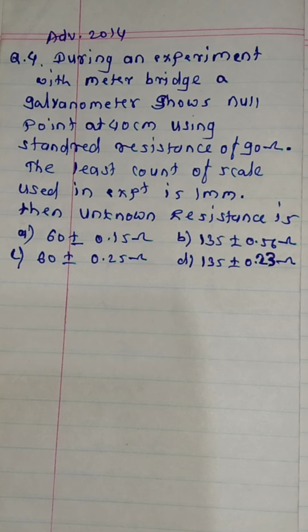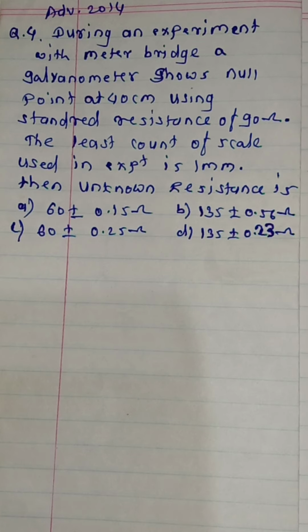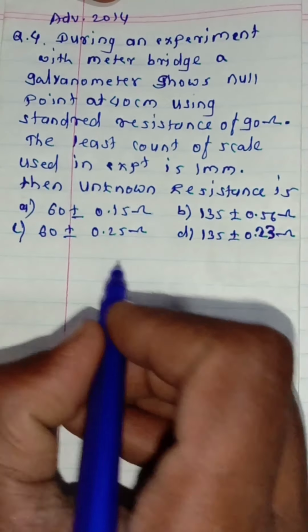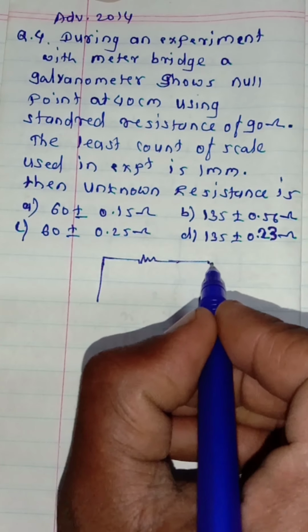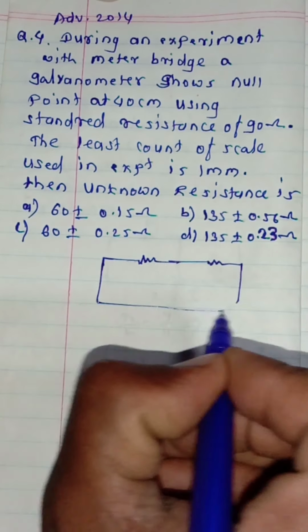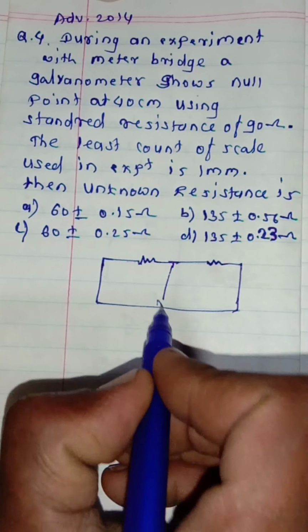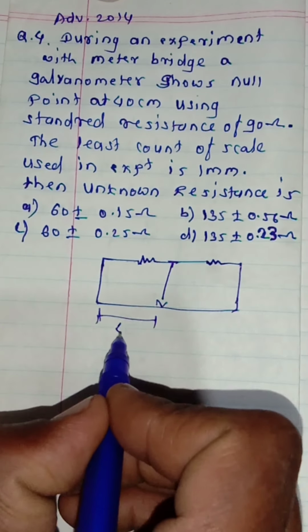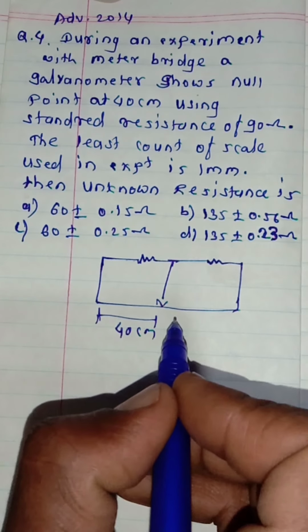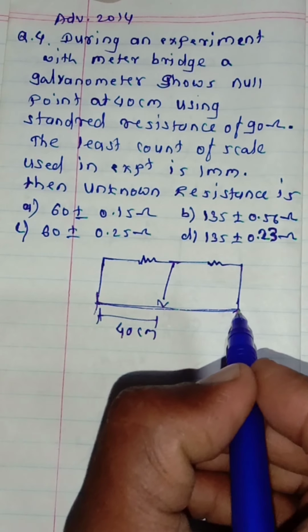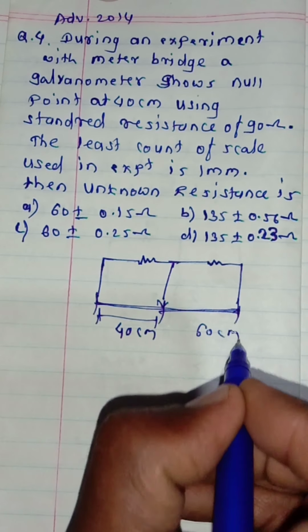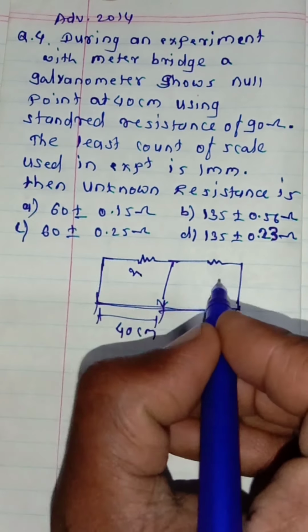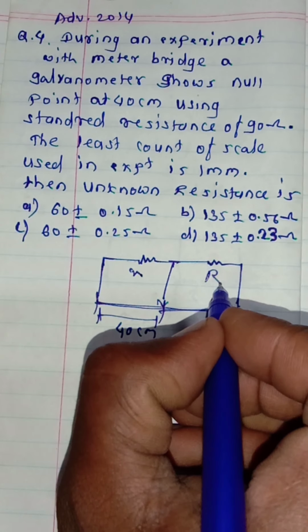Then first of all we discuss the experimental diagram. This is the meter bridge. Okay, x here is R, the null point is here. From this, the value is 40 centimeter. Meter bridge means 100 centimeter length, so from this point to this point, the value is 60 centimeter. Here is x and here is the standard resistance R.